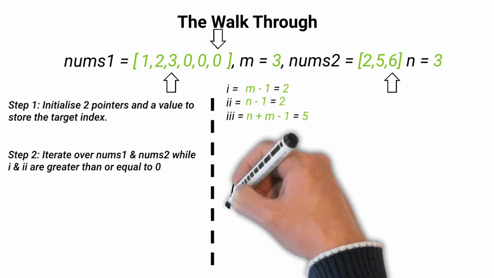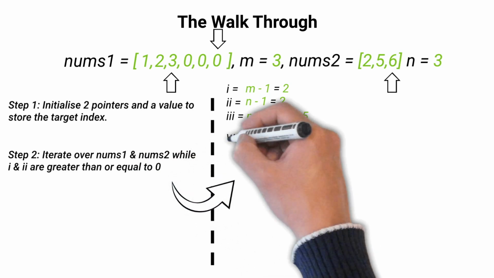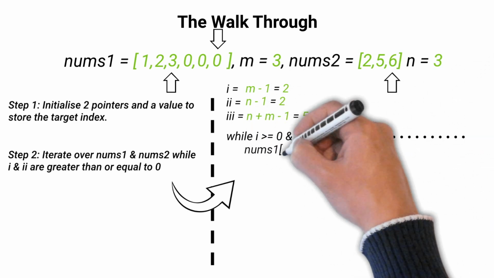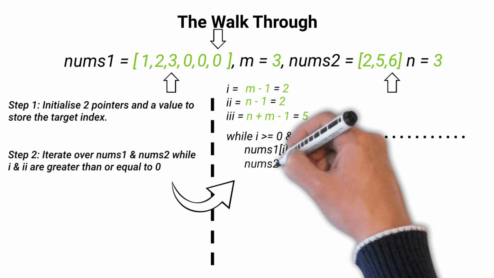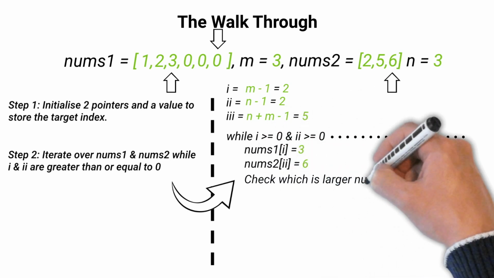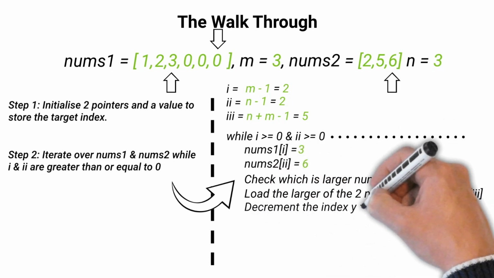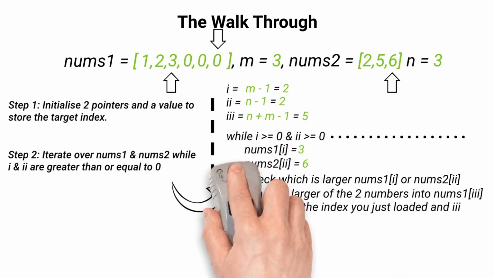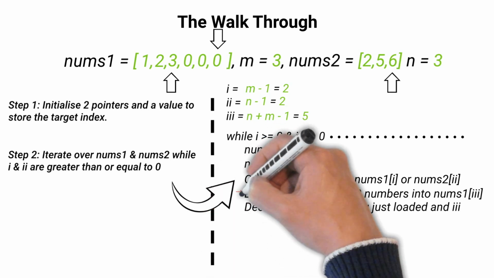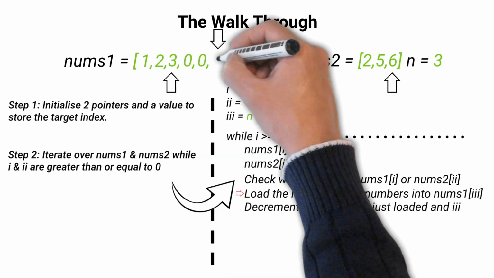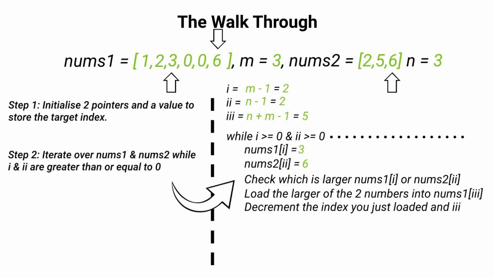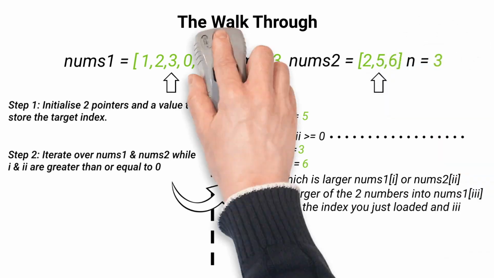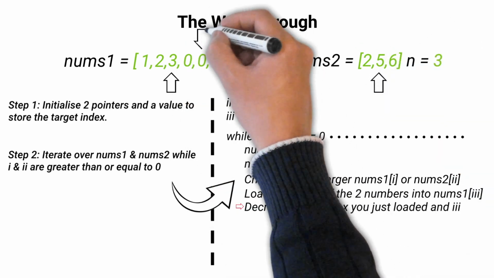Step 2, we need to iterate over nums1 and nums2 while i and ii are greater than or equal to 0. So we can see that nums1[i] is currently equal to 3, and nums2[ii] is currently equal to 6. So we need to check which is larger, nums1 or nums2. We need to load the larger, so we can see that nums2 is larger, which is 6. So we want to load 6 into nums1[iii], and then we need to decrement nums2 and nums1[iii], and then we go to the next loop.